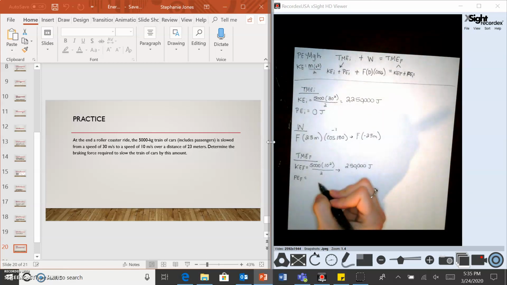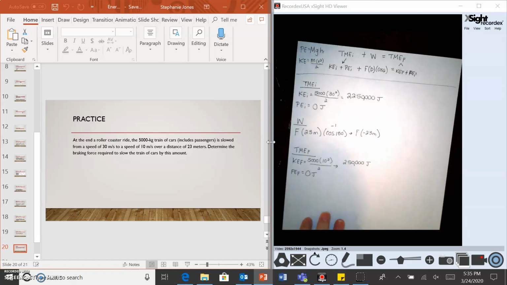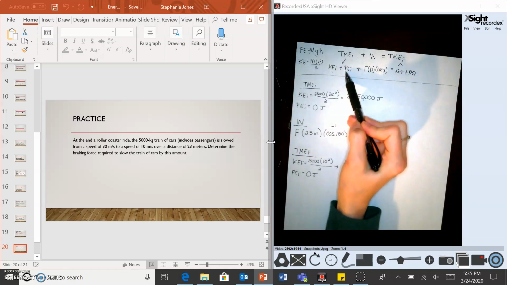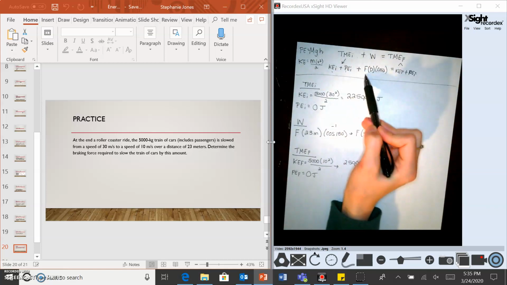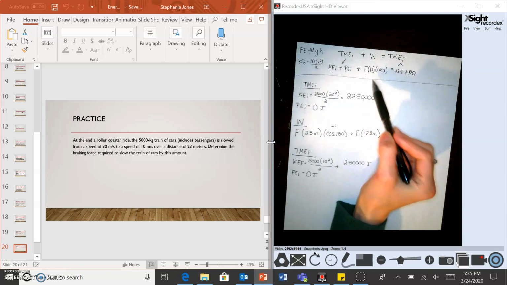And now when you look at potential energy, the cart is not elevated. It does not give us the height it was elevated. So we assume it is 0 joules of potential. So we have found our potential and kinetic energy initially. We found our work, and then we found our kinetic energy final and our potential energy final. So now we're going to plug it into this formula.